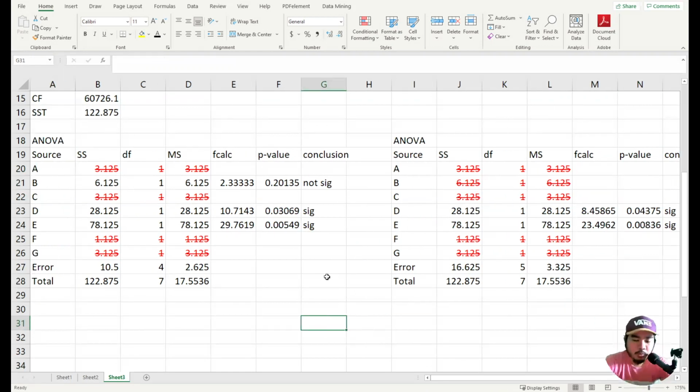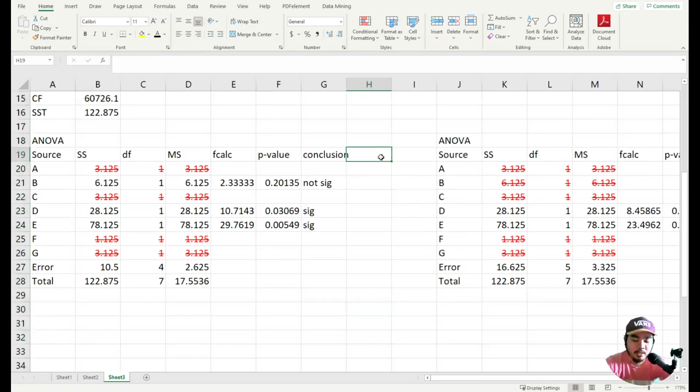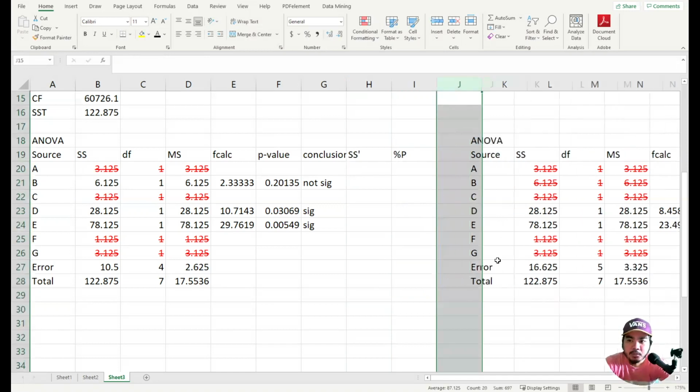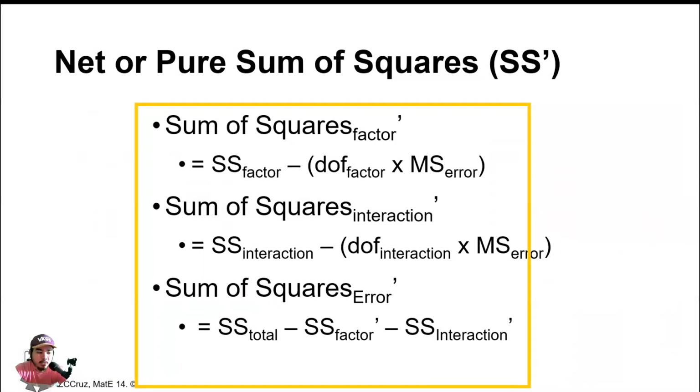So, I have one more example dito and I think we can do this example, but before we do that, kailangan pala natin magdagdag pa tayo ng isa pang column, no? We have two more columns to add. We have SS prime tsaka yung percent contribution P. Okay? So, itong SS prime, this is what we call as the net. This is the net or the pure sum of squares, no? So, it's computed by this formula, no?